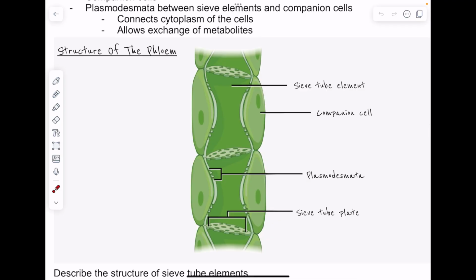Take a look at the diagram of the phloem. So the phloem, as we said, is made up of a combination of sieve tube elements, as seen here with the sieve plates, and then they're surrounded by the companion cells, which we know contain an awful lot of mitochondria. The plasmodesmata, remember, are cytoplasmic processes which allow the movement of substances.